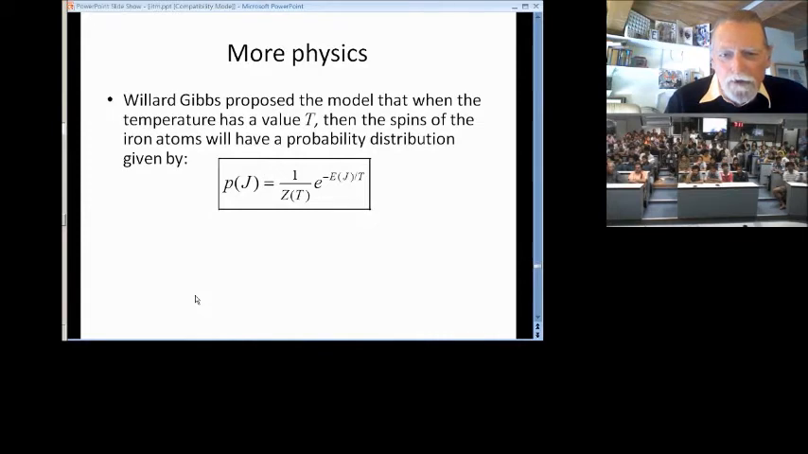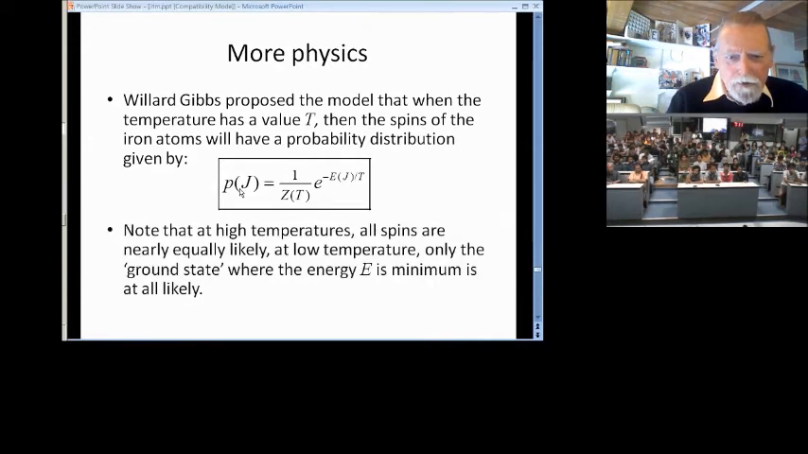But here's the connection with probability, this is the key point. We put the energy into the exponent, and you get a distribution. So T is the temperature. Depending on the temperature, the higher energies will cause this to be smaller and give a lower probability. Lower energies will have higher probability. And this is how he modeled it in statistical mechanics.